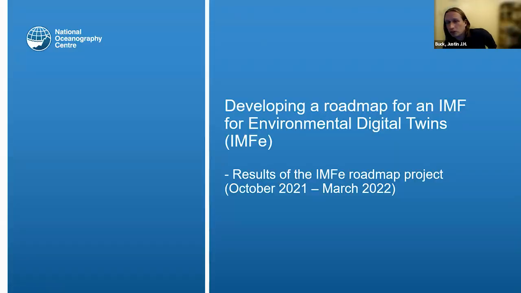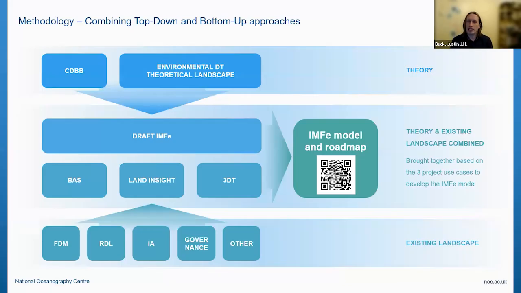The first project which we worked on in this actually developed a roadmap for environmental digital twins. I'm going to call it IMFe for short. And this project combined previous work in the UK by the Centre Digital Built Britain, where they defined a roadmap. They also defined elements that need to be included in a roadmap: the foundation data model, reference data library, integration architecture, governance, and some other criteria in there too.